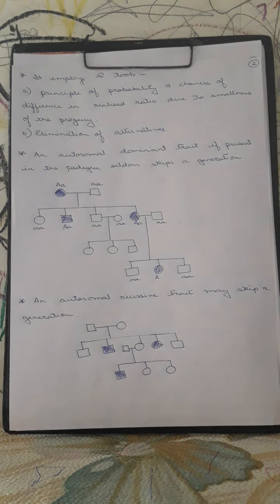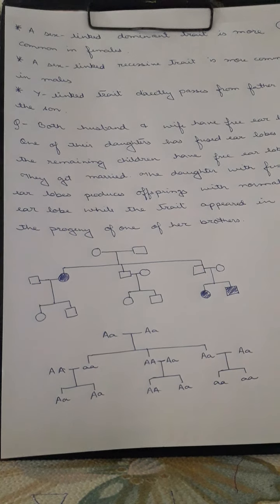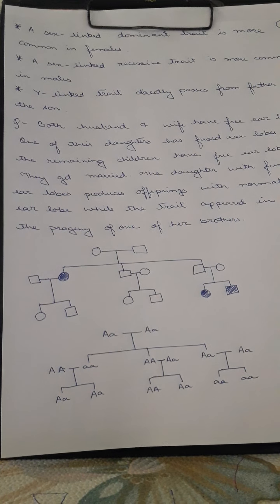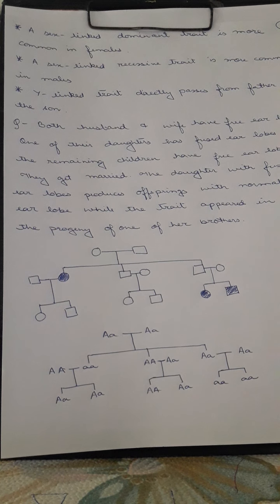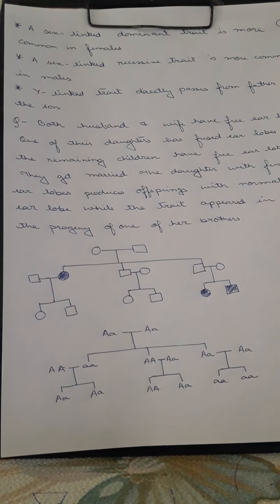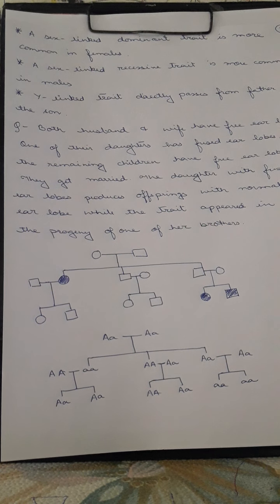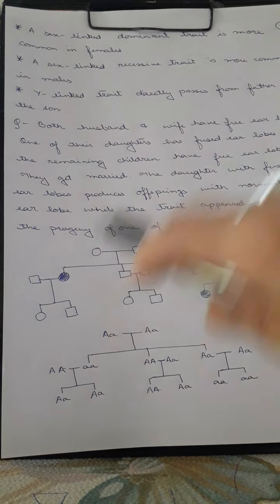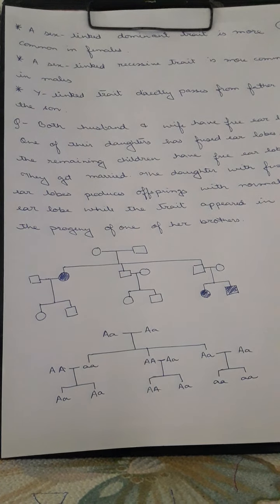Somewhere or the other there will be skipping of generation, for which the offspring will not occur in a particular way, okay. Now let's see an example. Here a question is given that both the husband and wife have free earlobes. One of the daughters has a fused earlobe. Now in the diagram you can see that the husband and wife do not have the disease, but the daughter is showing the disease, okay.